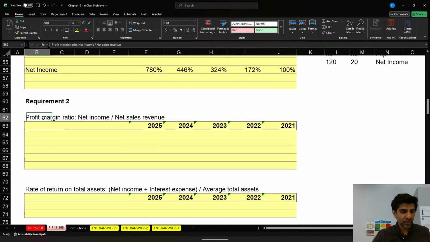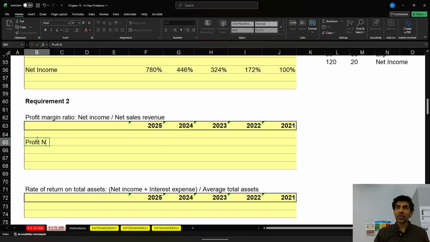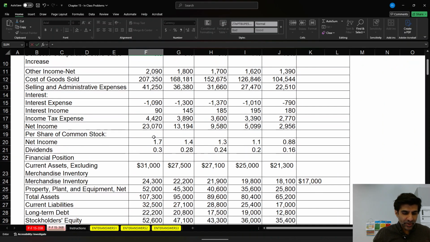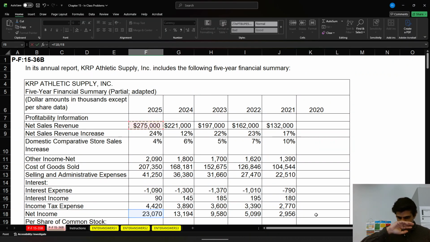Okay, so let's just do this next one. Profit margin ratio, net income divided by net sales revenue. So this is going to be our profit margin, also called the net margin, or the net income margin. So it's going to be equal to our net income divided by our sales revenue. So this one doesn't need any dollar signs because each year the ratio is calculated independently. It shows how much profit we made given a certain amount of revenue.